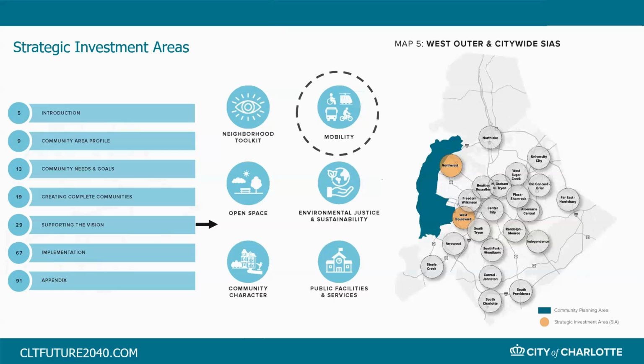And just so you know, there are a total of 22 strategic investment areas throughout the city, which were selected through a data-driven approach, through CDOT data, and community-informed through past planning processes. These strategic investment areas also coordinate with CATS to ensure that all efforts are seamless.